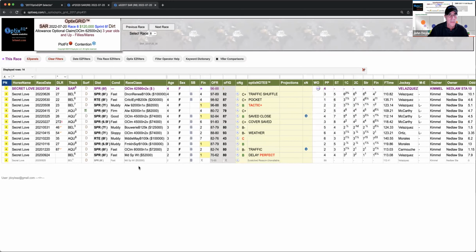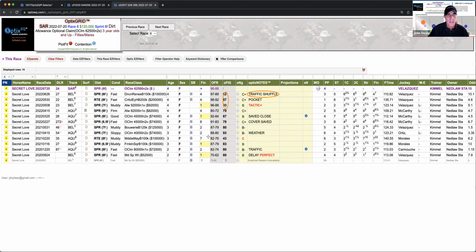The number 4 is Secret Love. Kind of declining. If you notice, his speed figures look a little bit on the decline as the races got better. So you can see they've gone from 93 to 87, 82. They had some issues in the last race, traffic, shuffle. But the horse is kind of proven at this distance.